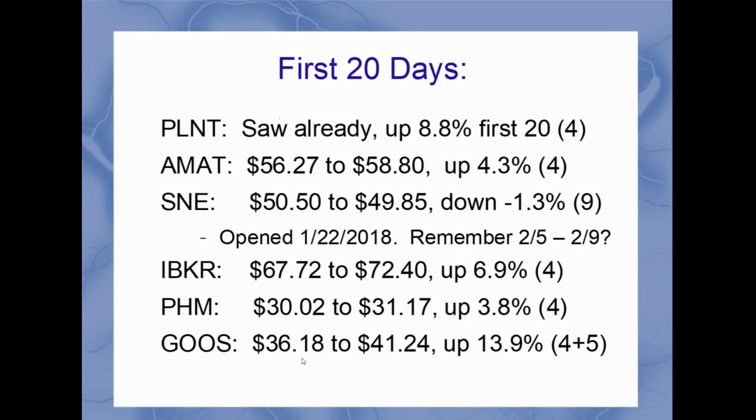Canada Goose, 36.18 to 41.24, up 14% before earnings. This had nothing to do with earnings. Okay, this was following it up, and I used income method number 4 and 5 prior to the earnings to bulletproof the position, and then boom. Stock wrecked up there at that point, okay?